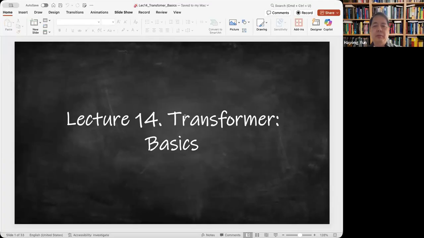Hello everyone. Here we'll talk about the basics of the transformer algorithm that is key to the large language models like ChatGPT or Claude.